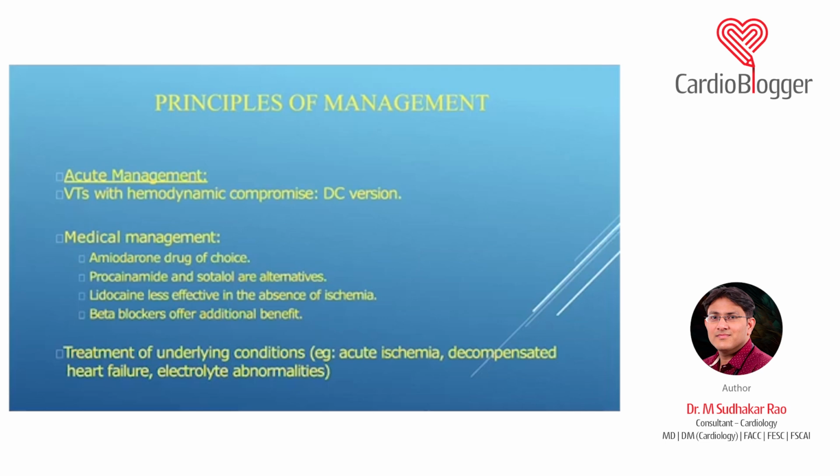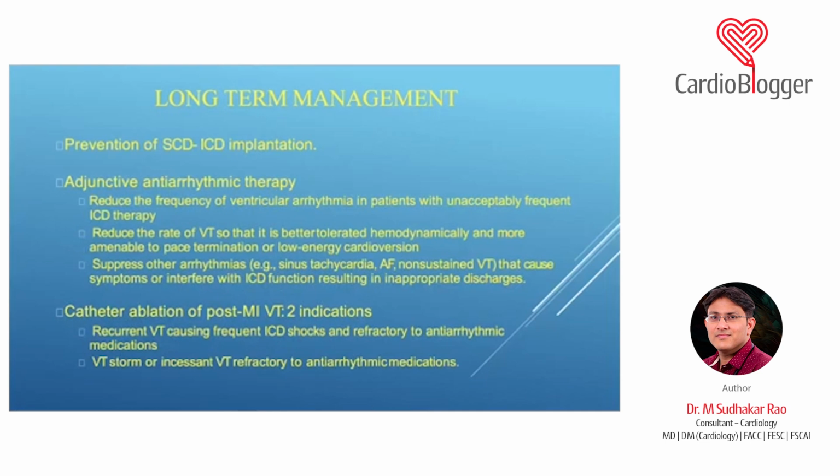Always remember that if your patient is hemodynamically stable after an MI, one of the drugs which should be there is a beta blocker, which definitely has a benefit in decreasing sudden cardiac death. You should always treat the underlying condition like hypokalemia, hypomagnesemia. In acute MI, you should always keep the potassium at 4, magnesium at 2. Any ischemia should be relieved. Heart failure should be well treated. And ICD, I will discuss when you should put the ICD.